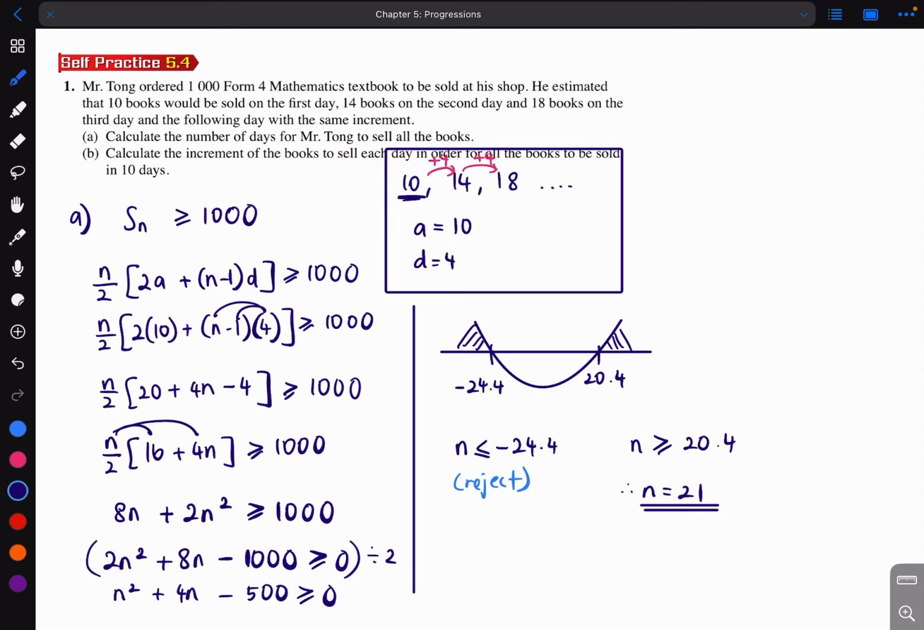So on the 21st day, he would have sold more than 1000 books. That means he would have sold all his books.